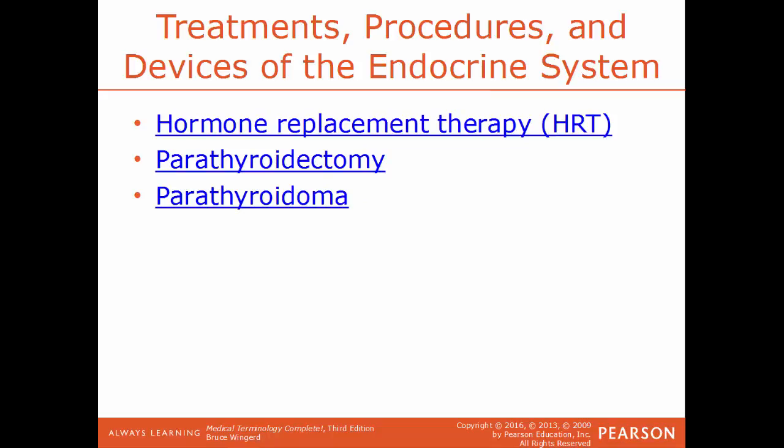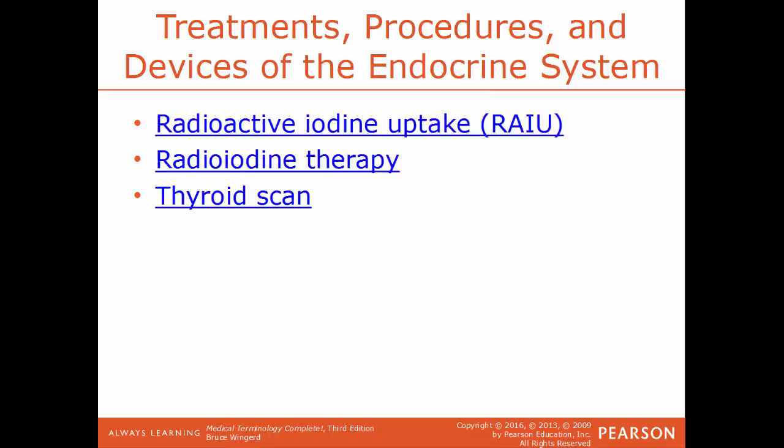So our next term, HRT, hormone replacement therapy. This is usually a reference to women who are postmenopausal, whose bodies don't make certain hormones anymore. So since your body doesn't make them, and they're still important metabolically, you are taking them artificially. So you are replacing hormones that would normally be there. Parathyroidectomy is the surgical removal of the parathyroid glands. And our last term here, parathyroidoma. This is having a tumor within the parathyroid gland.